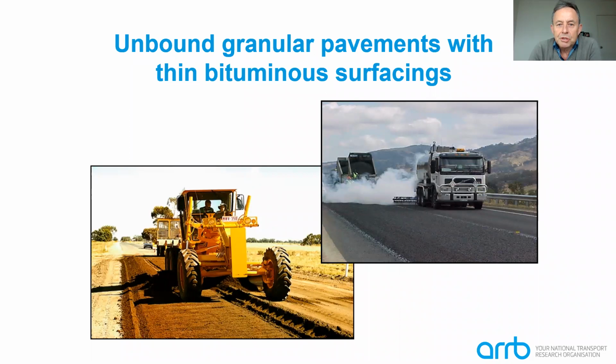So this chart's applicable to unbound granular pavements with thin bituminous surfacing. We discussed what that type of pavement was in the first week of this series, where an unbound granular pavement might consist of a granular base course and a granular subbase above the natural subgrade, or it could include select fill layers above very weak subgrades, for example. Shown in the photograph on the right-hand side is the placement of a sprayed seal bituminous surfacing, which is the most common type of surfacing for granular pavement. In terms of the Australian sealed road network, this type of pavement might comprise about 90% of the road length. So it's a major pavement type used in Australia.